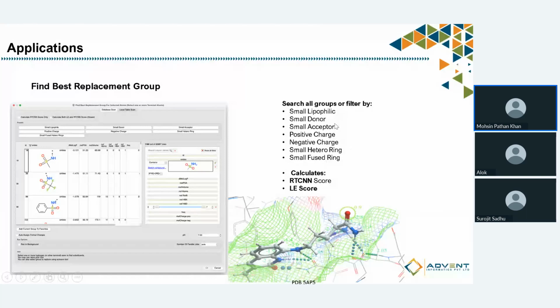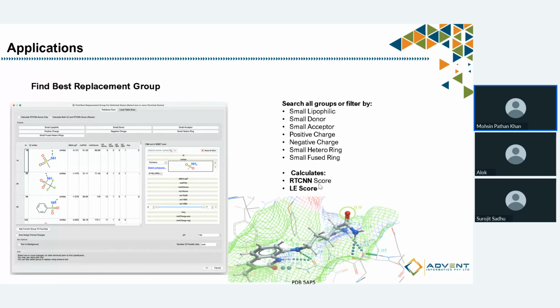And after replacing a particular functional group, it will calculate two binding scores. One is the RTCNN score, a neural network score provided by Molsoft for predicting the interaction between the protein and the ligand molecule, and then a ligand efficiency score for your generated ligand molecule.